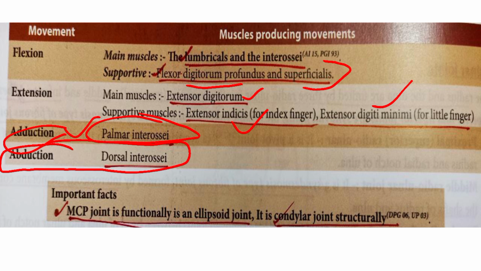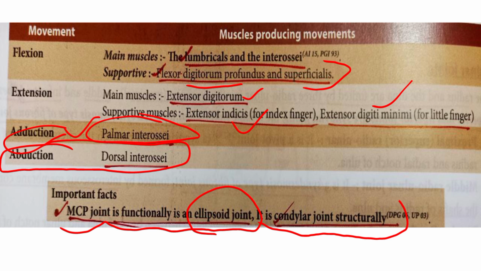Now an important fact is that the metacarpophalangeal joint is functionally an ellipsoid type of joint, and it is a condylar joint structurally. In the structure, this is a condylar type of joint.